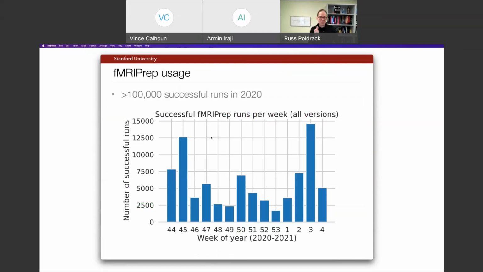I don't unfortunately have data from 2021, but this is data from the end of 2020, beginning of 2021, where we saw more than 100,000 successful runs in 2020. The software has a telemetry system built in where it's opt out. So if you want to turn it off, you can, but if you don't, then whenever it runs, if it runs successfully, it sends us a report saying, hey, it ran successfully. If it fails, it sends us a report saying it failed and what was the error. And so we can see that it's getting a ton of usage, sometimes over 12,000 runs in a week.